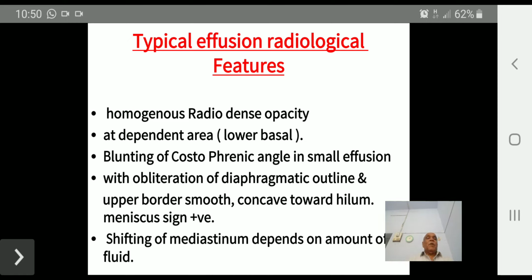But when there is a massive effusion and no shifting, then we may think about an underlying malignancy. The malignancy fixes the mediastinum, and the mediastinum is infiltrated by the malignant cells, so the mediastinum is fixed. In this case, there is no shifting of the mediastinum. When there is no shifting of the mediastinum and a massive effusion, you may suspect the underlying etiology is malignancy.